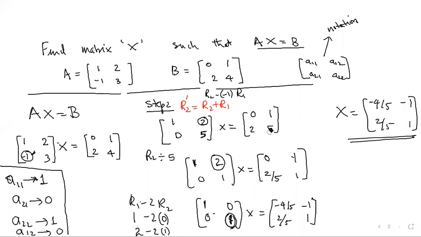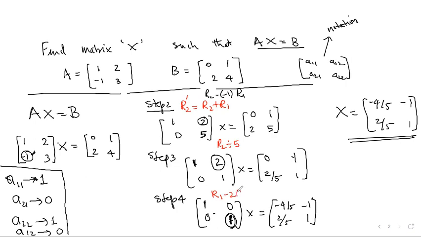Okay. Have you written or not written? Do you want time to write? I'm writing. Have you written? All of you? Yes, sir. Just make it step 1, step 3, step 4. What is the formula we used here? Write the formula also. R2 divided by 5. Then what is the step number? R1 minus 2 times R2.